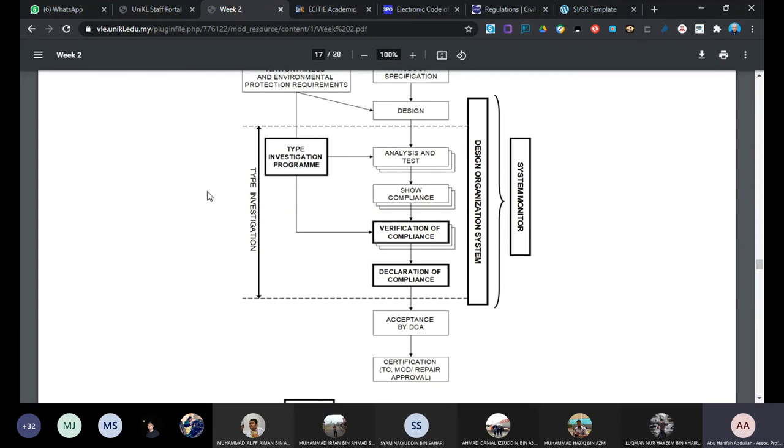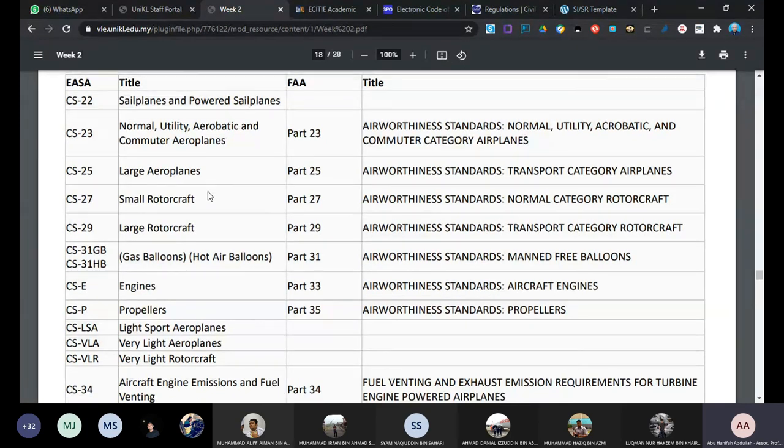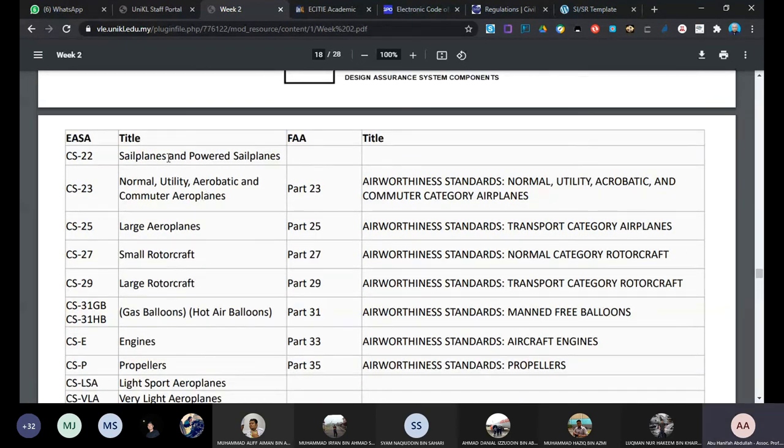Okay. Now, who is doing this? This is the authority, this is the design requirement. This is from the sailplane, and you see on the left is EASA, and the right is the FAA. The numbers are almost identical. In fact, the content is also almost identical. If you work for small helicopters, it is CS-27 or FAR-27. Large helicopters, like MHS, like Awan Inspirasi, like Westar, they have large helicopters, you work on CS-29 or FAR Part 29.